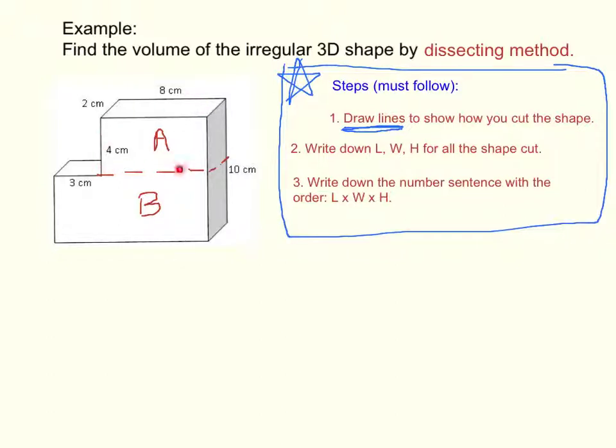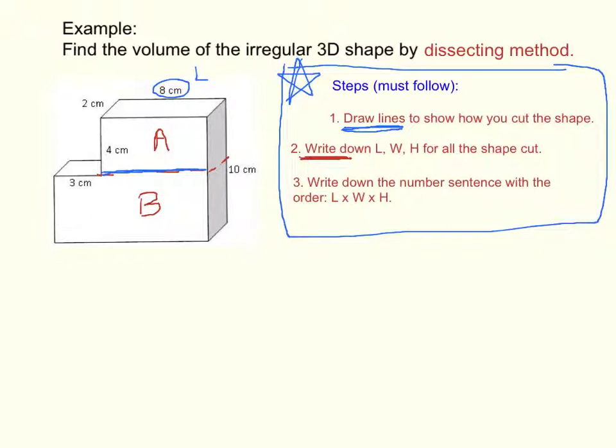Okay, after we cut the shape, we need to write down the length, width, and height for the cuboids. So please write down. Okay, write it down. So first of all, we look at the length here, the length of cuboid A. This line actually is the same as this line, and also the same as this line. So we can say that actually the length is 8 cm.